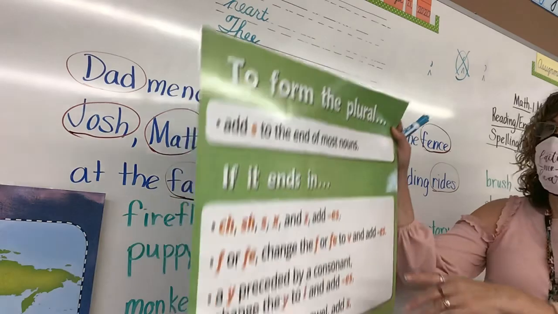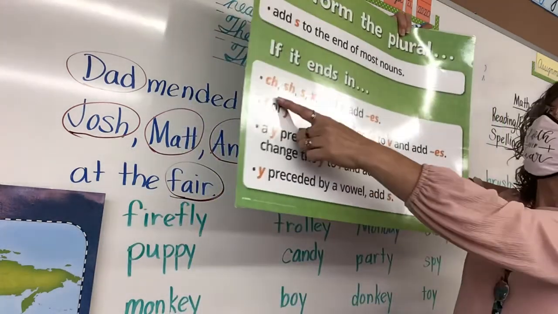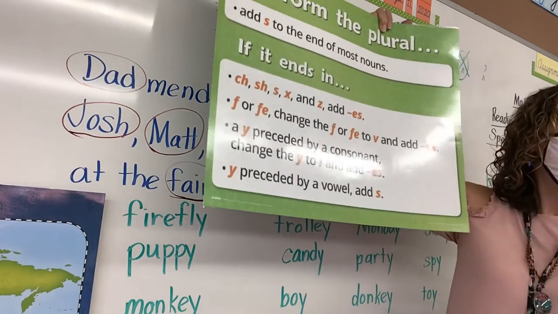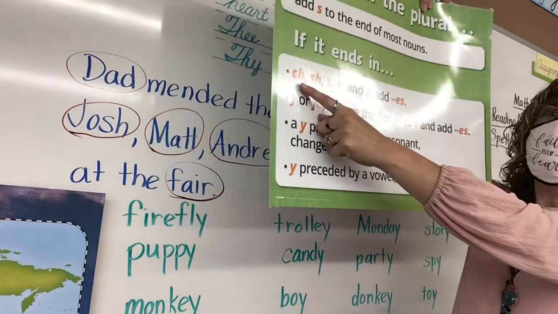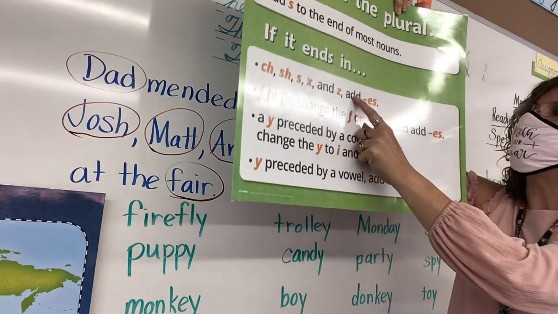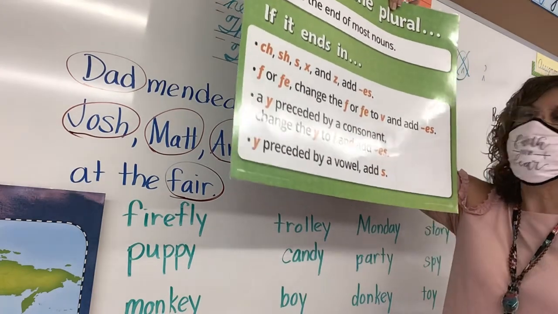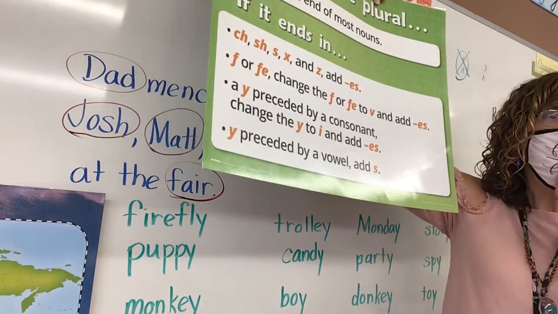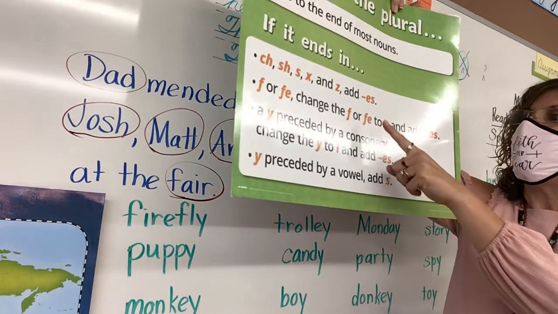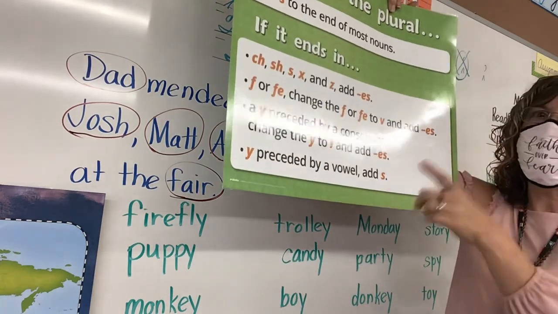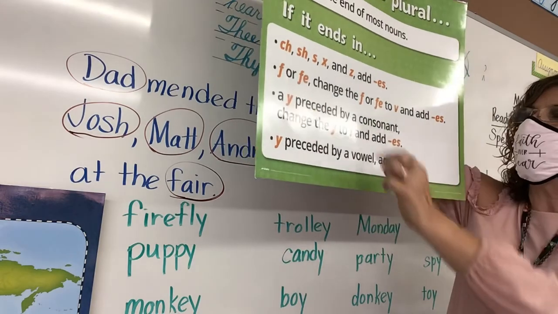The one you're trying to say is this one. Yes, CH. By the way, it says right there, add S to the end of most nouns. That's the most common one. But we learned CH, SH, S, X, and Z, add ES. So words ending in CH, SH, S, X, or Z, add ES. Now, we're going to skip this one today. I don't know why they're going out of order. We're going down here to the Y.